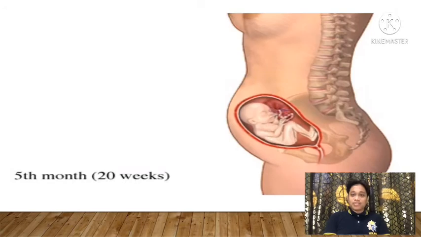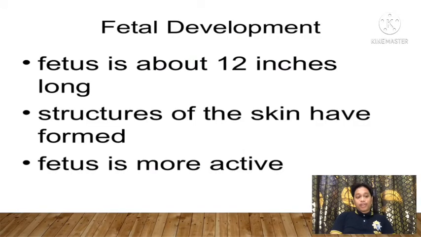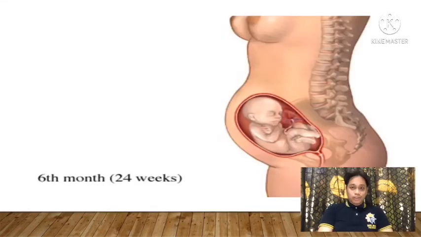Next, we have the 5 months, or the 20 weeks period. So at this period, the fetus is about 12 inches long. So basically, it is like a ruler size. So here, the structures of the skin have formed, and the fetus is more active. So here, maybe it is very active, it moves a lot.